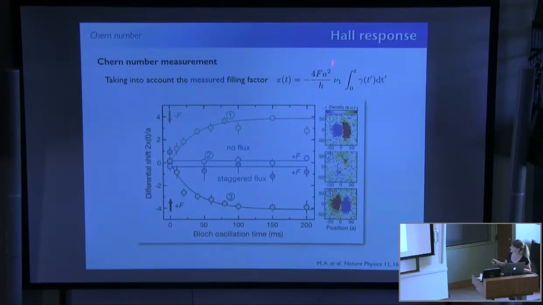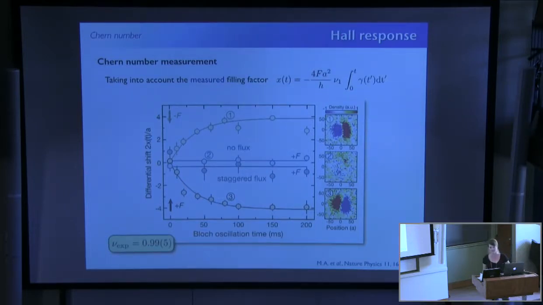And if we do that, we can use again the Chern number of the lowest band as our only free parameter and fit this value, and then we get something that is very close to 1. So this is all consistent and we understand what's going on, but we still have to understand the heating rates.